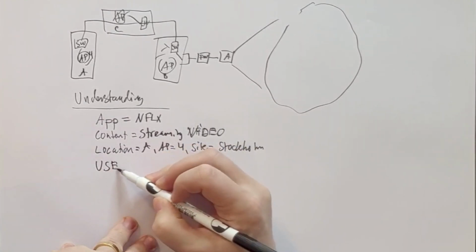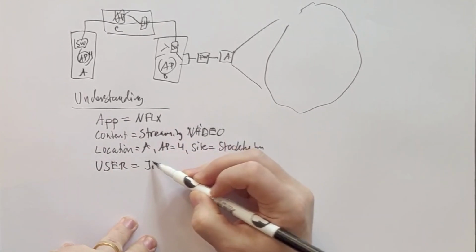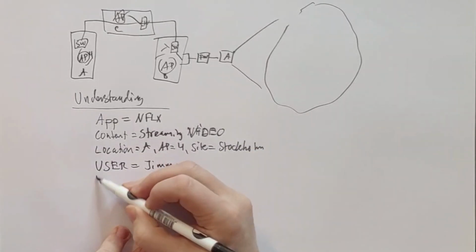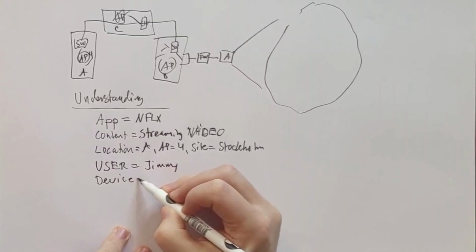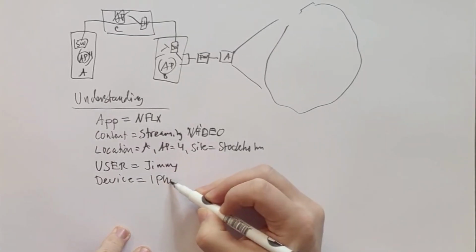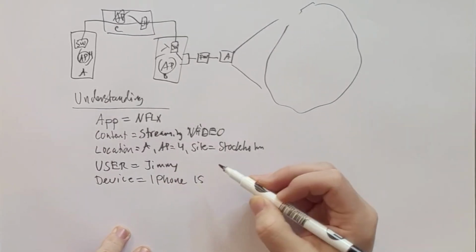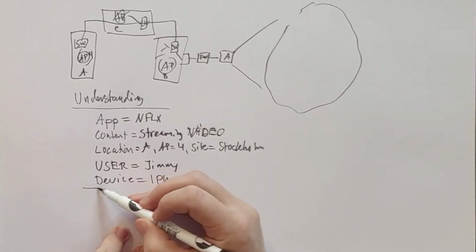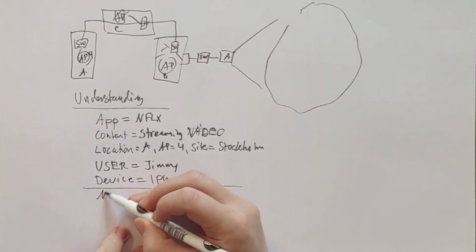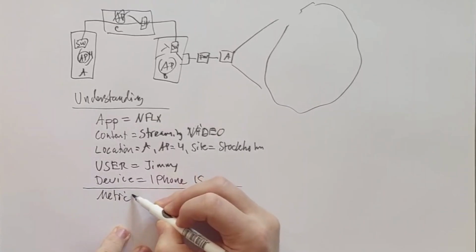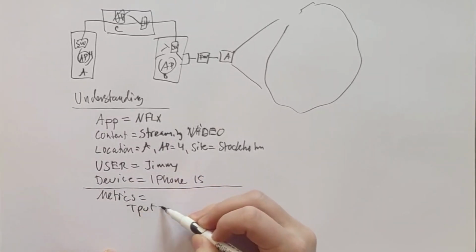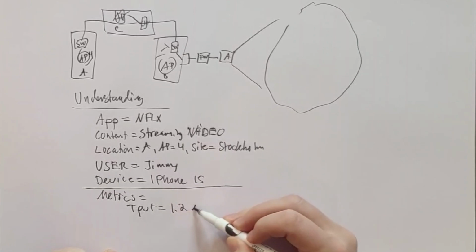Who's the user? It's Jimmy. And what device is he on? He's on his new iPhone 15. Those are the ones we call dimensions. From there we go on to metrics. So that will be throughput. He's getting 1.2 megabits per second.